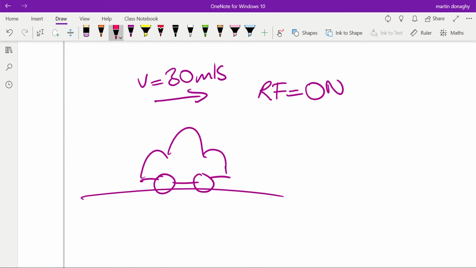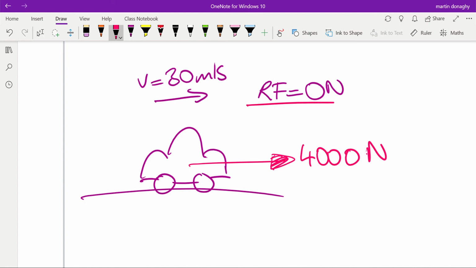Now, if it's moving at a constant velocity of 30 meters per second, the engine must be on and it must be producing a thrust forwards. Let's say it's 4,000 newtons. But because it's constant, we know the resultant force needs to be zero.